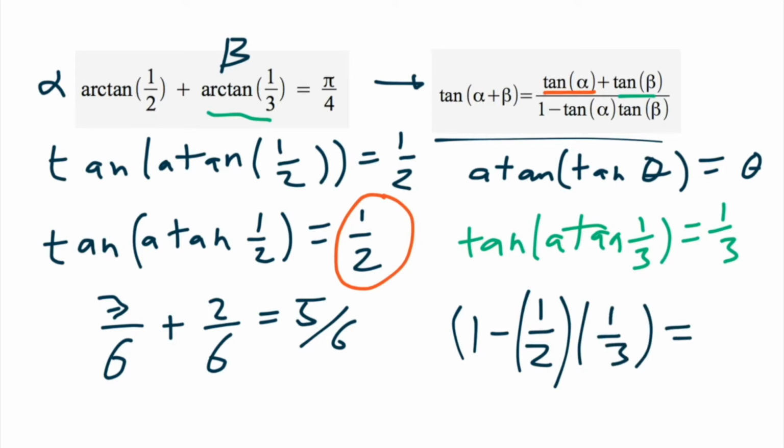So something quite nice happens here. 1 minus all of that, it's 1 minus 1/6, right? So 6/6 minus 1/6 also equals 5/6. So you end up with something very nice here. You get 5/6 over 5/6, that just equals 1. So all of this turns out to be 1 when I substitute in arctan 1/2 for alpha and arctan 1/3 for beta.